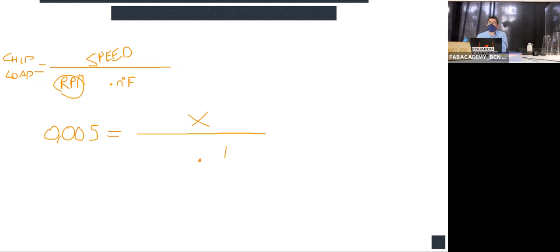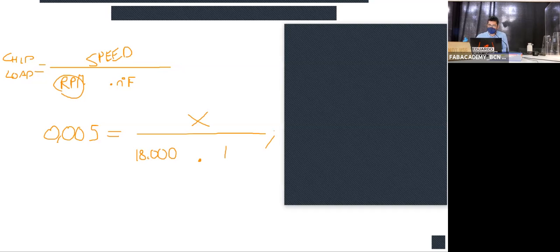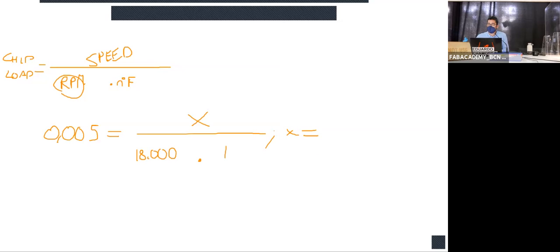So let's put the RPM of the motor we want to use. We are cutting at 18,000 RPM. This is the revolutions of the machine that we are using. So what we do is we solve for the unknown. What is the speed? 18,000 times 0.005 is 90. And this is the speed of cut.